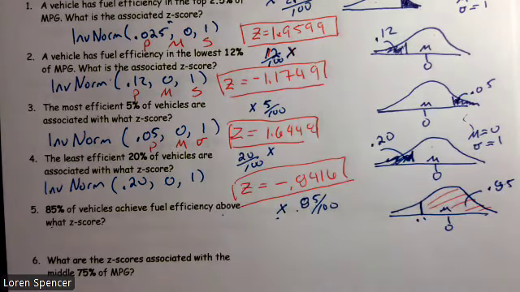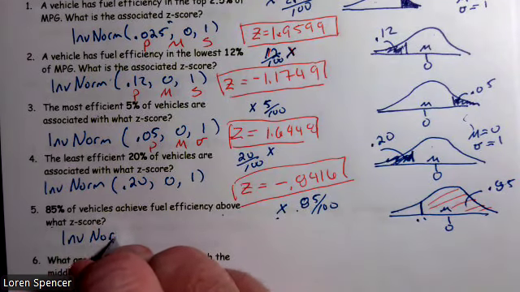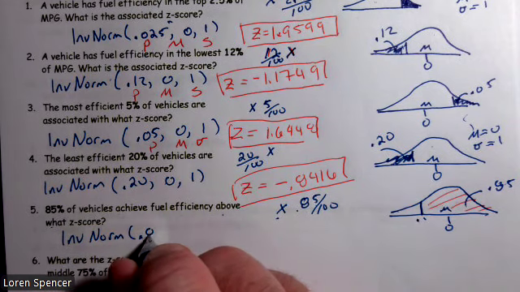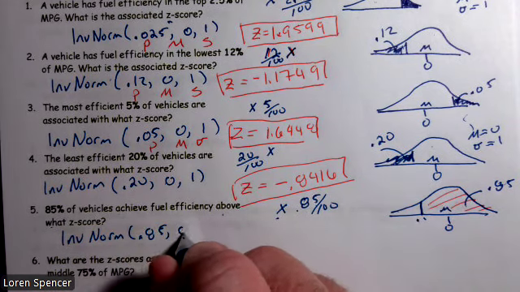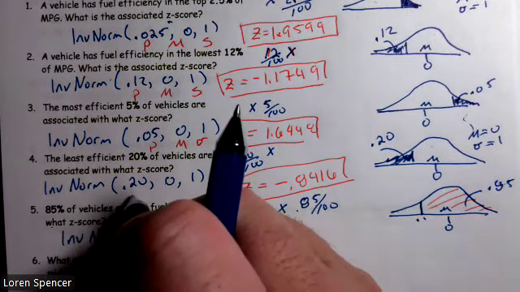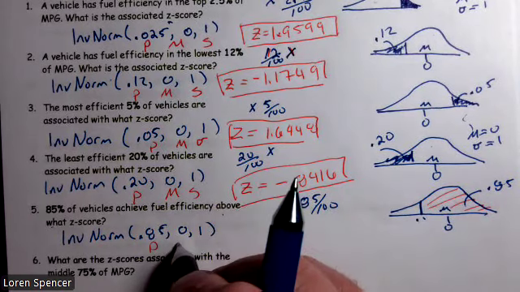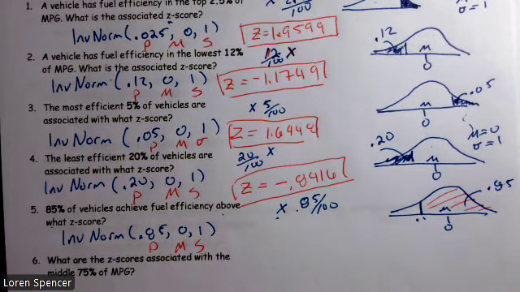All right. So let's look at this thing. Inverse norm. We're looking for an area of 0.85. We have a mean of 0, a standard deviation of 1. So there's our PMS.